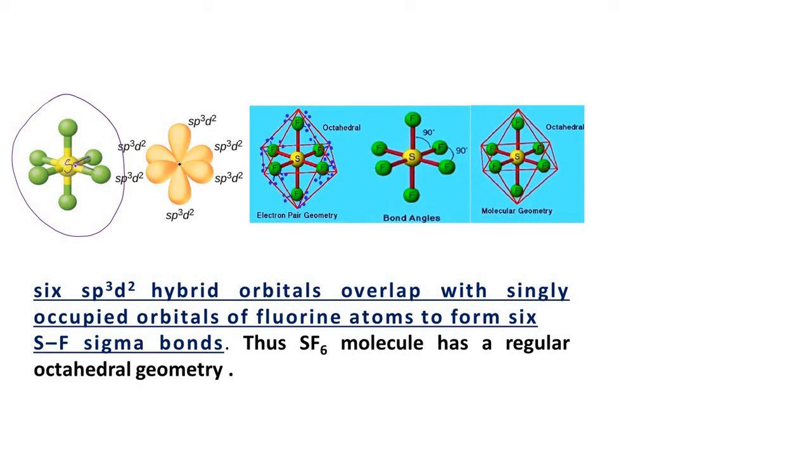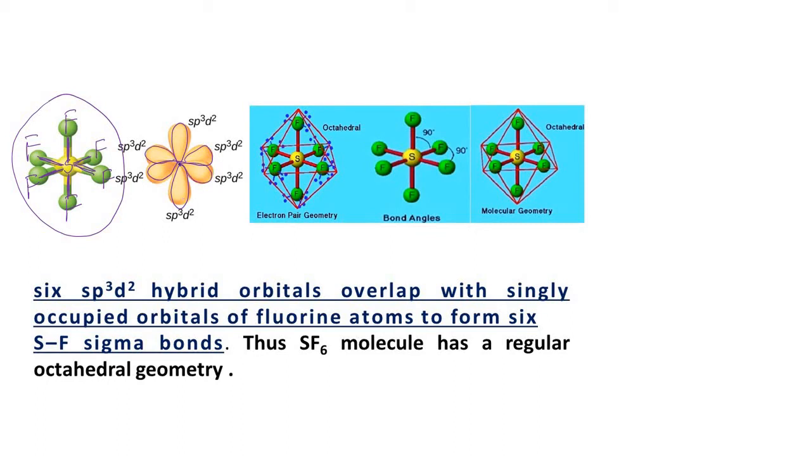This is the first bond, this is the second bond, this is the third bond, this is the fourth bond, this is the fifth bond, and this is the sixth bond. Here a fluorine atom, here a fluorine atom, here fluorine, here also fluorine, here also fluorine, and here also fluorine. This is the structure of this molecule. If you see the orbital diagram, this is one orbital, that is sp3d2. This is the second one, the third one, the fourth one, the fifth one, and the sixth one.